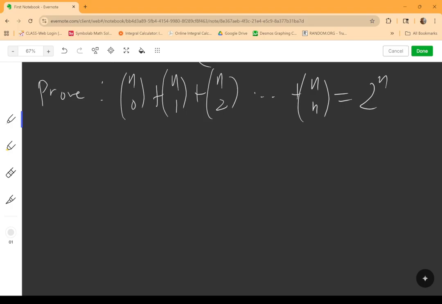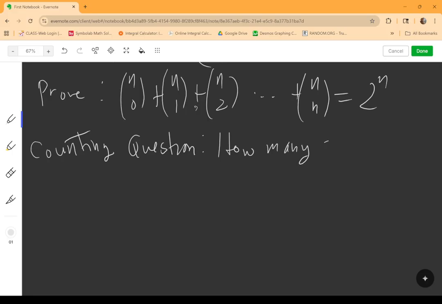Okay, now again, what's going to come in handy here is to find an appropriate counting question. So the counting question here is how many subsets does a set with n elements have?